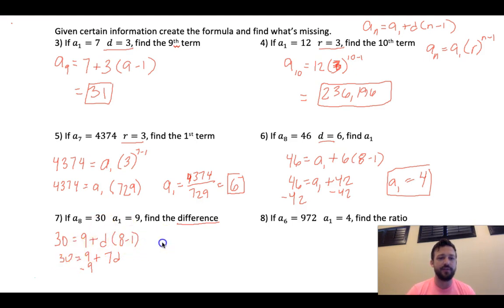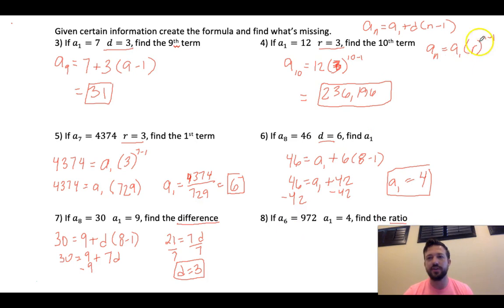I have to do it over here. So subtract 9. So that's going to leave us with 21 equals 7D. We divide by 7, and that gives us our difference of 3. Cool.